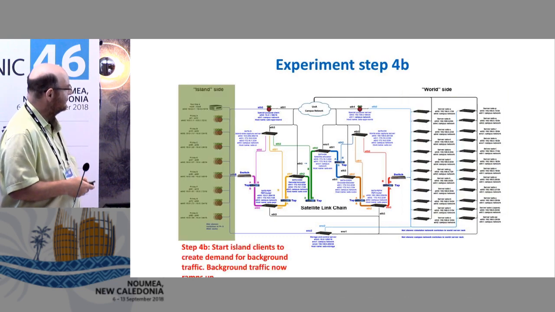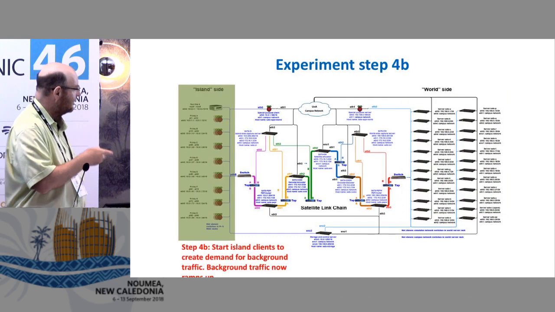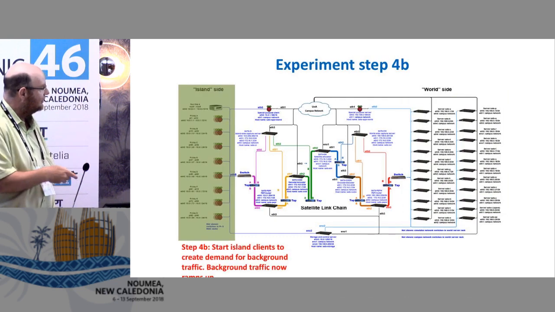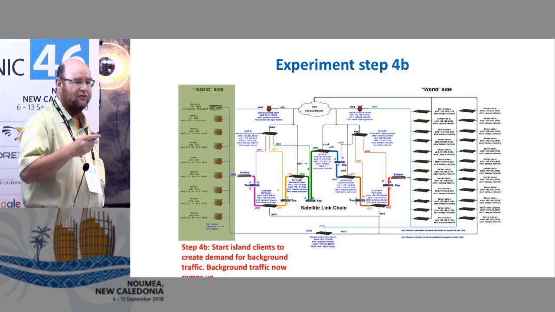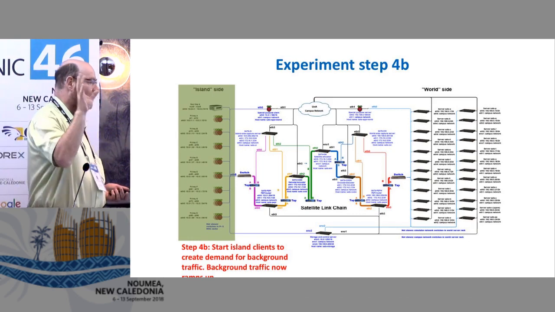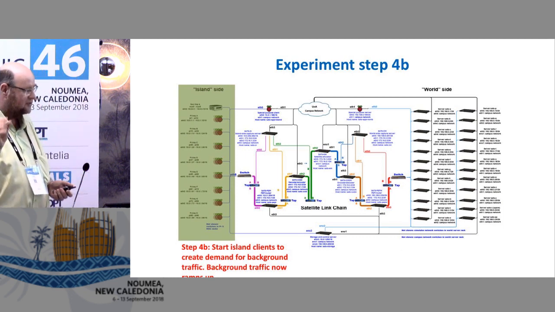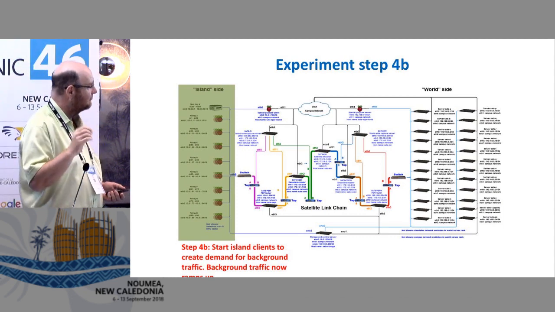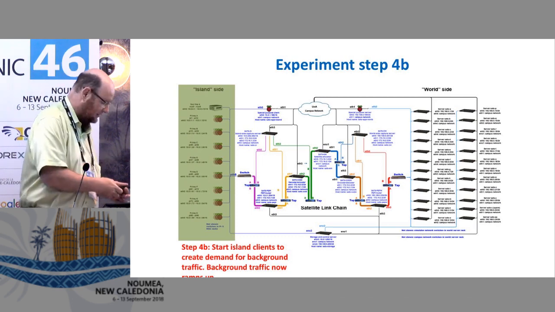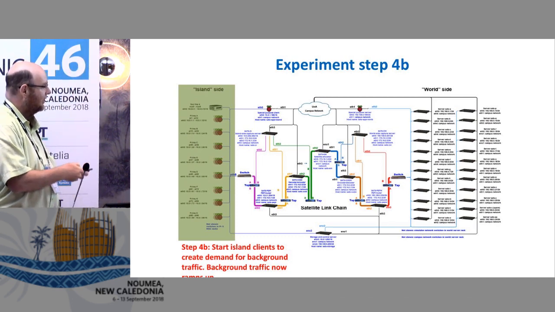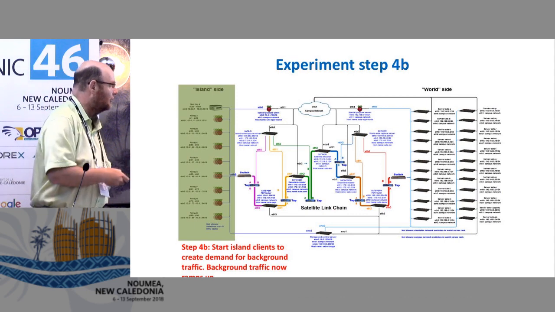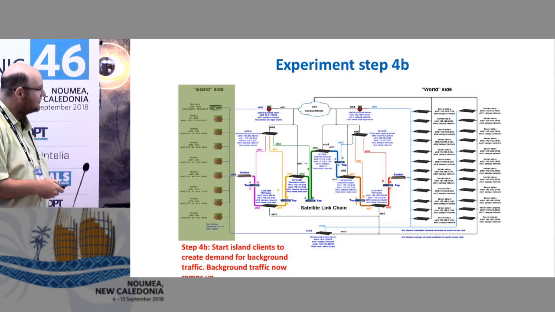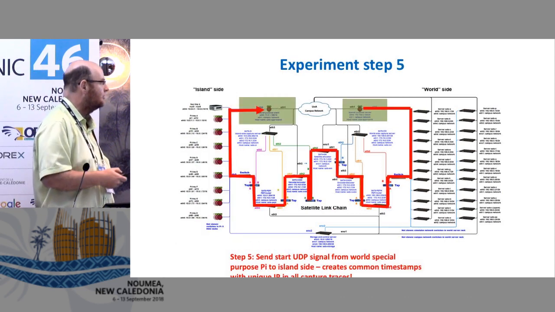The next thing that then happens is we start up the clients on the island side. They randomly connect to the world servers, get a random flow size value from the distribution that we've got configured there, and then basically download that amount of data through the satellite chain. So this creates the background traffic that we want.